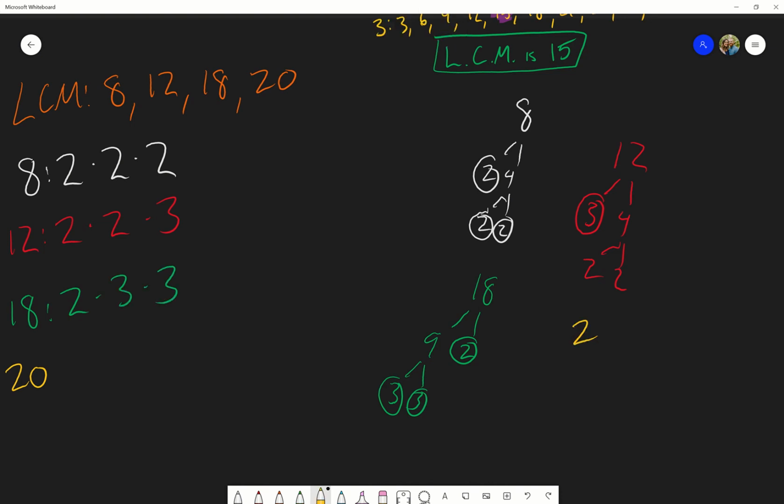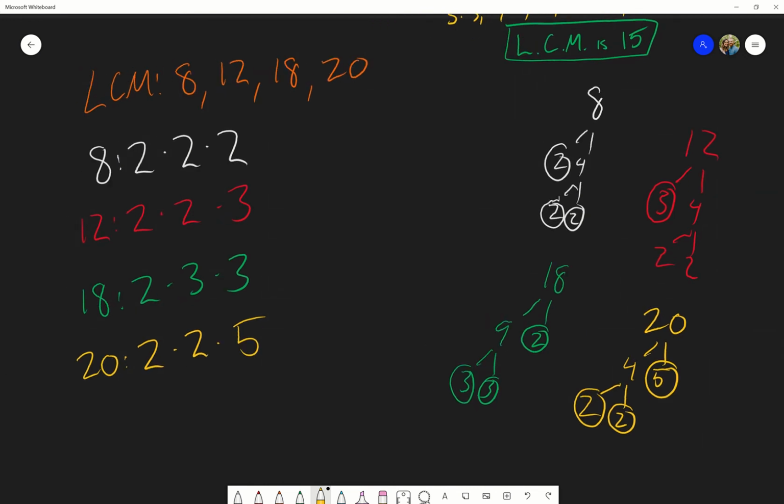And then 20. 20 breaks down into 4 and 5. 5 is prime. 4 is 2 and 2. All right. I know I did a lot of the prime factorizations quickly. Hopefully we can do that quickly and understand that part so we can focus on the LCM part.